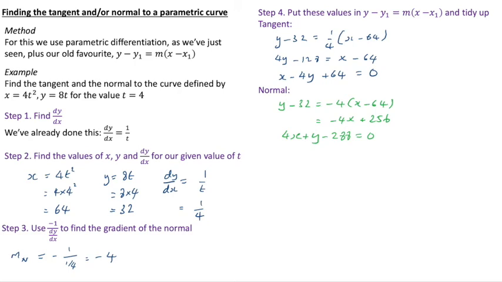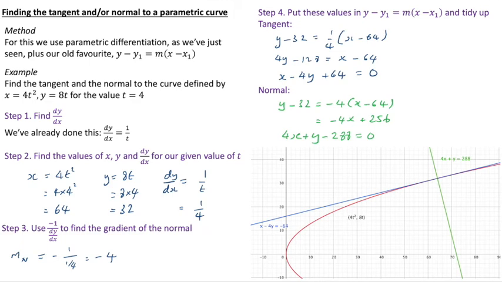And we can see a graph of that. So the red curve is our parametric curve, 4t squared, 8t. And then we have our tangent in blue and our normal in green. And you can see those on there as well.